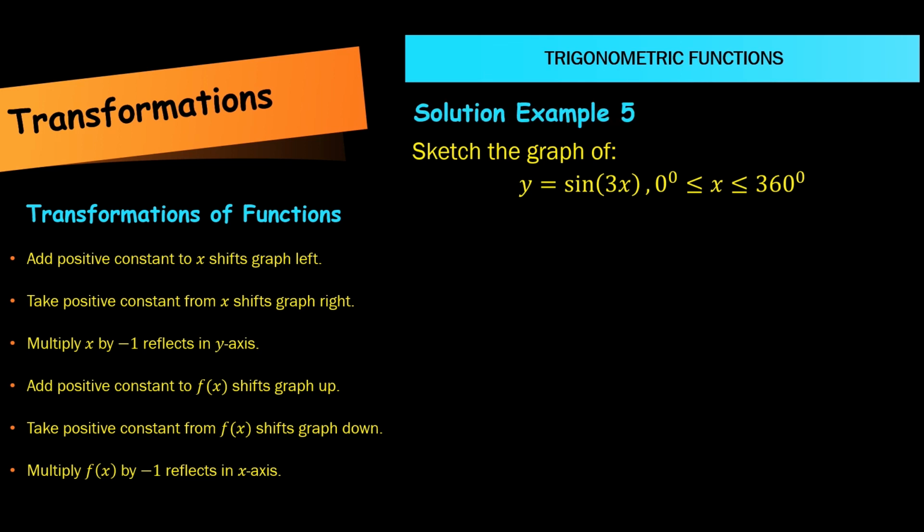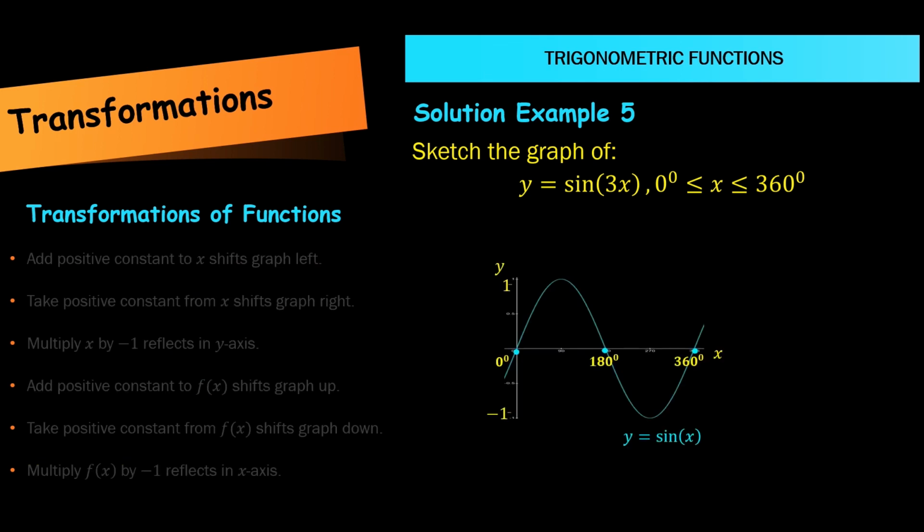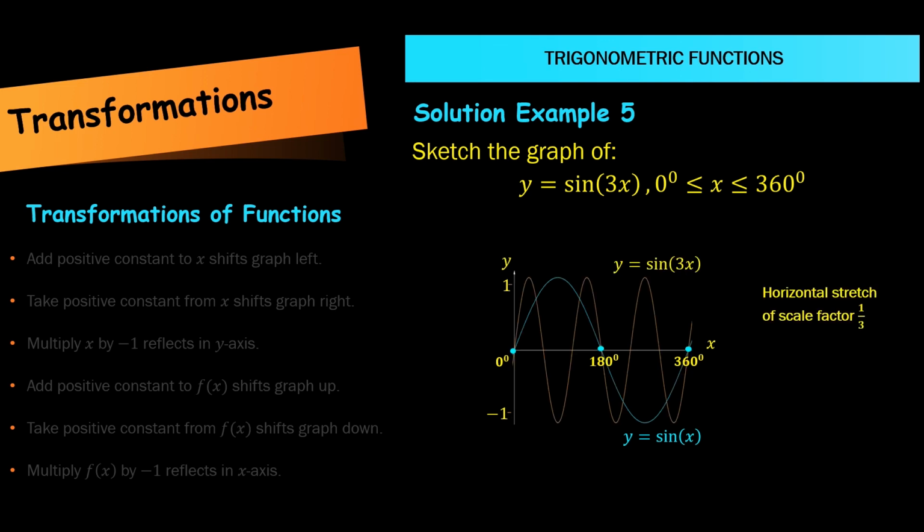So let's solve this. We are required to sketch the graph of y equals sine 3x, where x is between 0 and 360 degrees. This is not in our list of transformations. Here's the graph of y equals sine x. So let's consider what's happening when we multiply x by 3. In effect, everything is happening to the function much sooner, so we're compressing the function. Or alternatively, this is a horizontal stretch of scale factor 1/3, as you can see in the diagram.